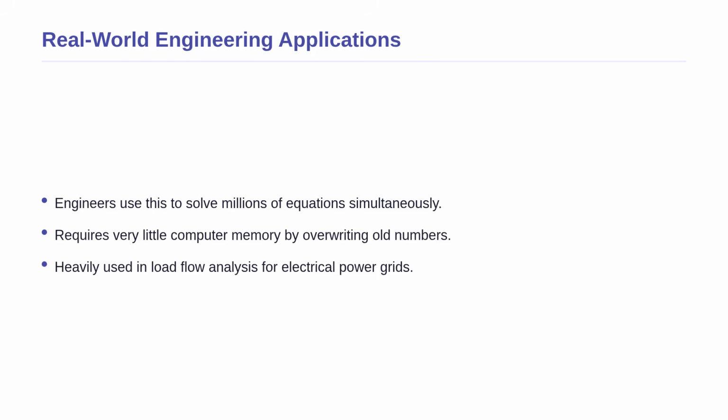Now that we have seen how it works, you might wonder why this matters outside the classroom. In the real world, engineers rarely solve systems of just 3 equations. When designing the power grid for a whole city or simulating how heat flows through a car engine, they have to solve millions of equations at the same time. Direct methods would take a supercomputer weeks to solve and require too much computer memory. The Gauss-Seidel method is a lifesaver because it requires very little memory. It just overwrites the old numbers with the new ones, making it highly efficient.